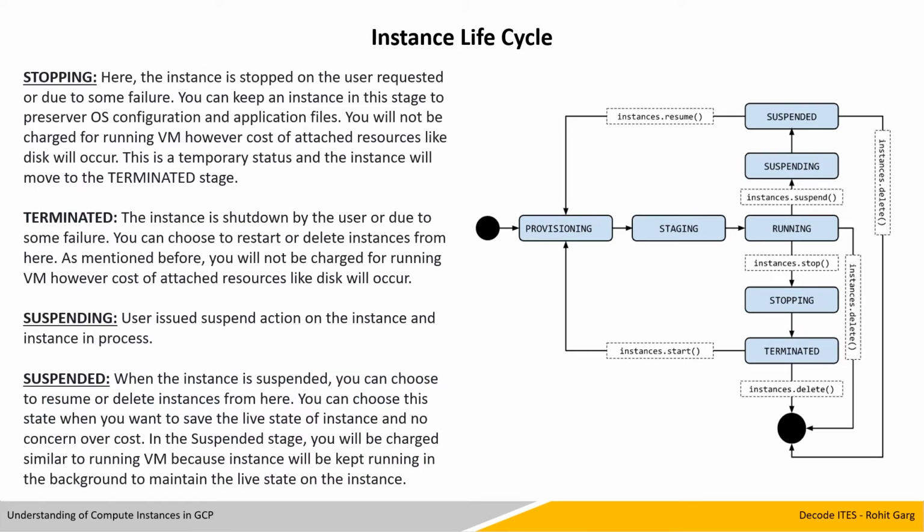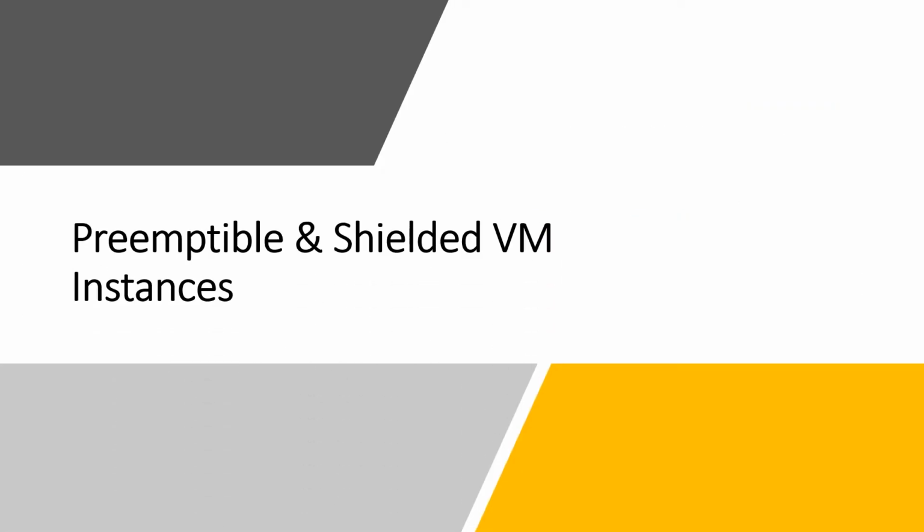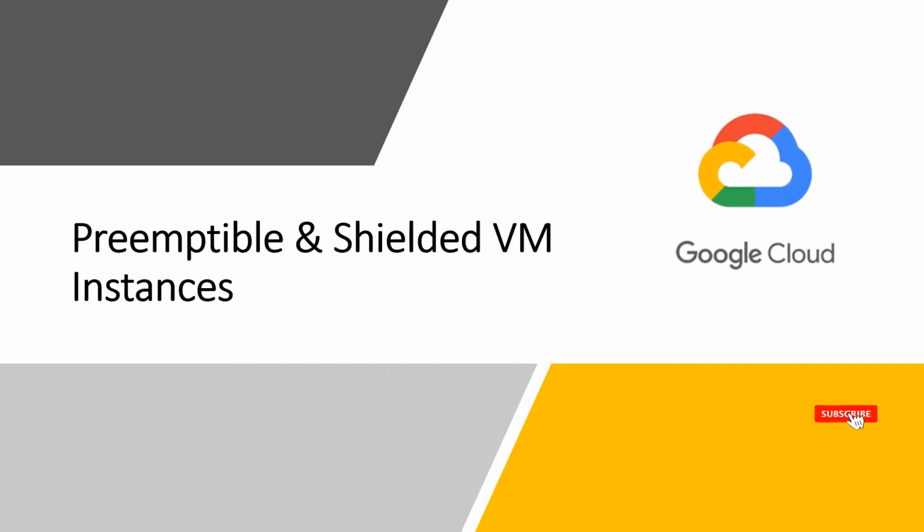Fourth stage is stopping. Here the instance is stopped on the user request or due to some failures. In the Google Cloud Platform Compute Engine services we have two special types of VM machines, which are preemptible and shielded VM instances. We will discuss them. What is special about these two types of VMs?